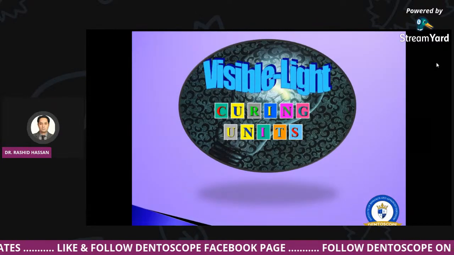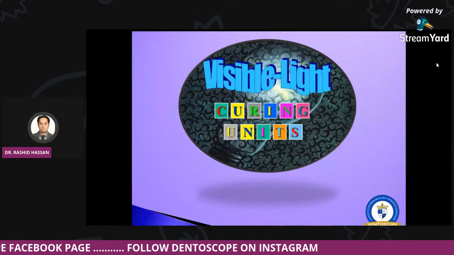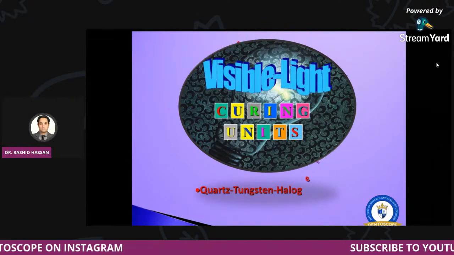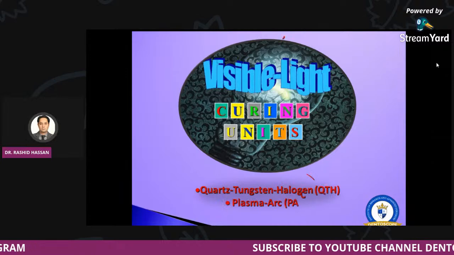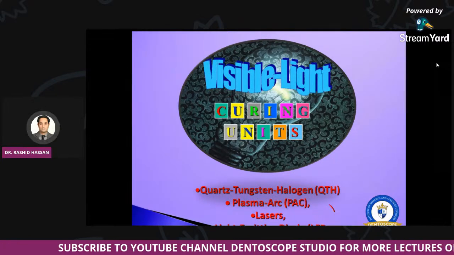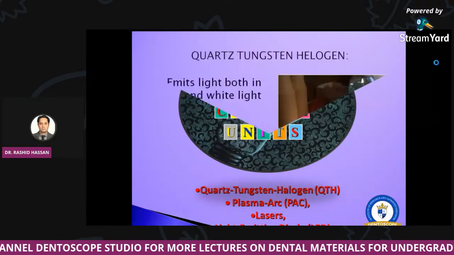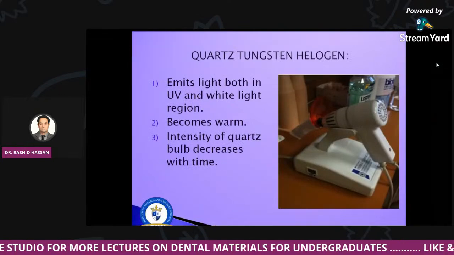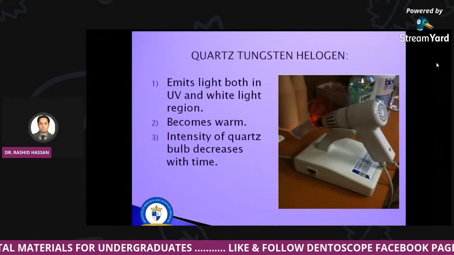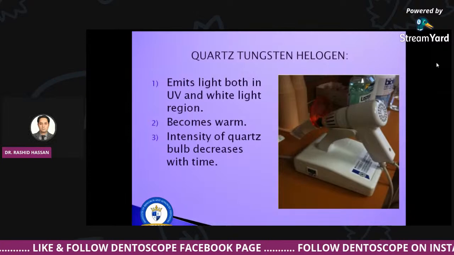So, yeah, I'm going to talk a little bit about the visible curing light units. What exactly are the light units used in dental composite? The first one is quartz tungsten halogen, then plasma arc, then there are lasers, and light emitting diodes. So let's talk about them one by one. Okay, the first one is quartz tungsten halogen. This was the first curing light which was introduced for dental composite.